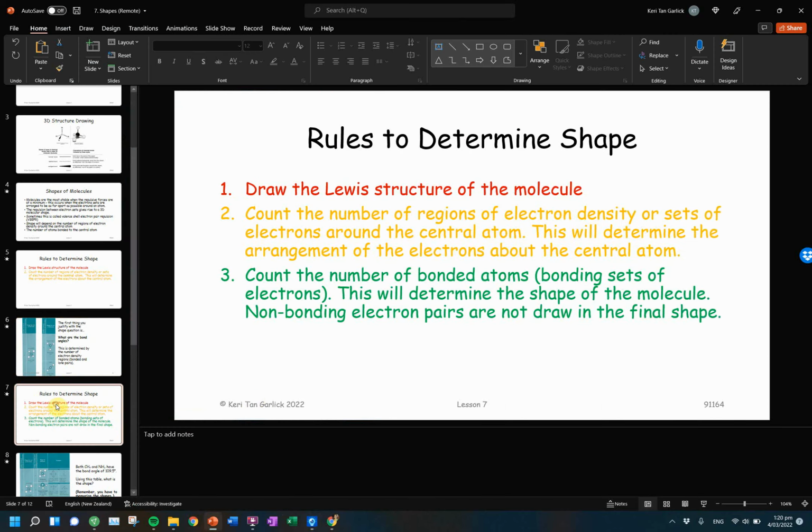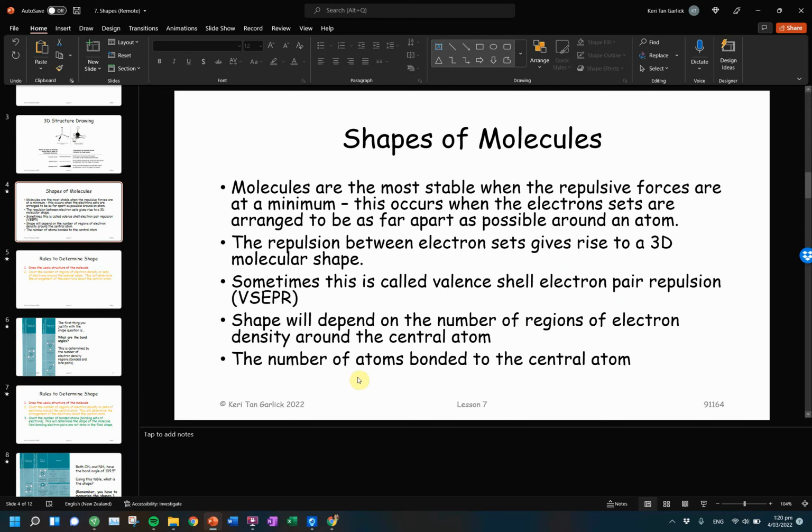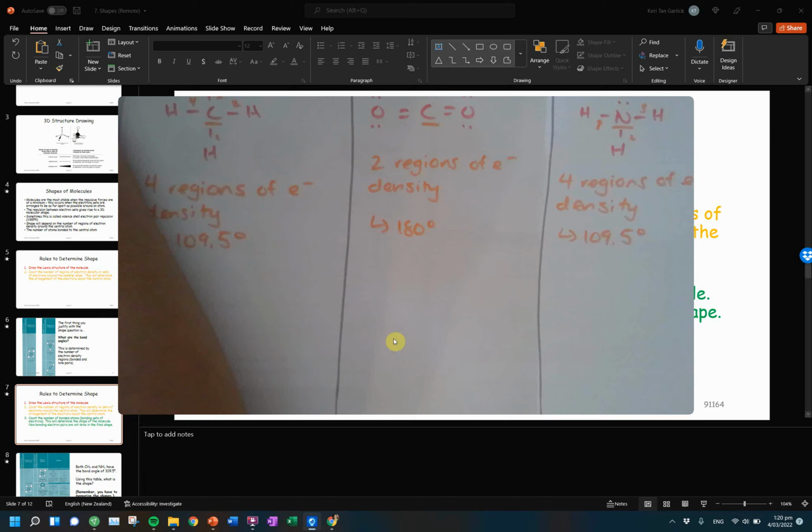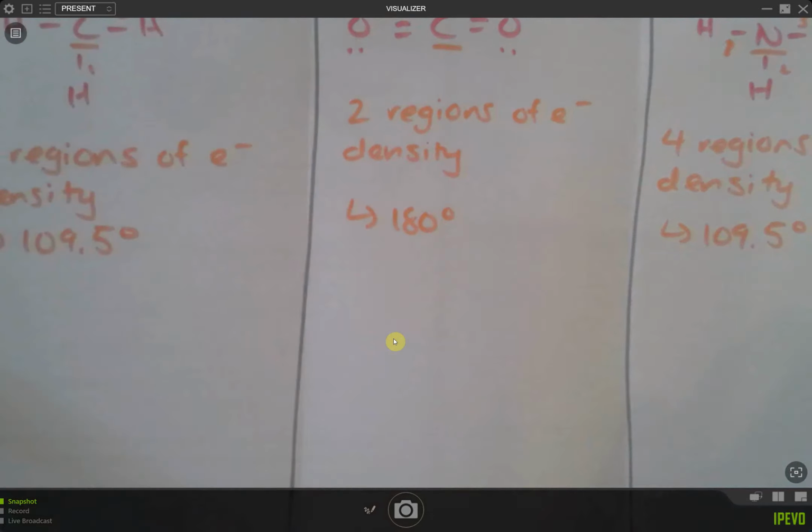The next step in determining shape then is to figure out how many are bonded and how many are unbonded. And the reason why that matters is because, as I said in the previous slide over here, shape is also affected by the number of bonded atoms. The thing to remember about the non-bonding electrons is that they aren't drawn in the final shape, but they affect the shape. So let's see what I have here.